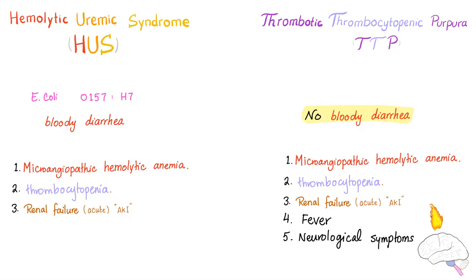HUS, E. coli 0157H7. We're talking about typical HUS. Has a bloody diarrhea because of the E. coli. We have the triad. Number 1, microangiopathic hemolytic anemia. Number 2, thrombocytopenia. 3, acute renal failure.